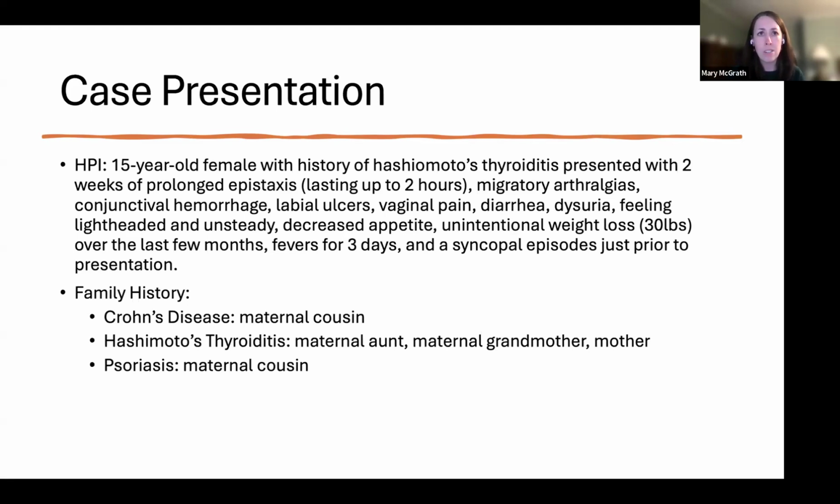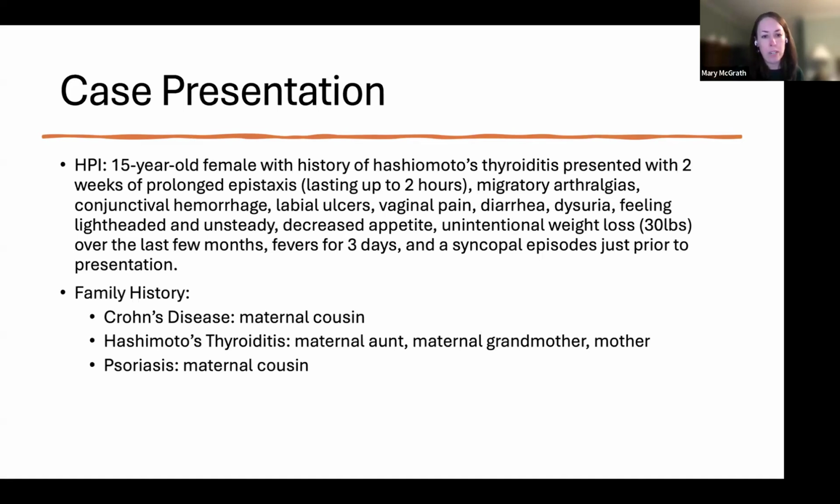She was experiencing dysuria, was also feeling pretty lightheaded and unsteady. She had a decreased appetite, along with unintentional weight loss of about 30 pounds over the last couple of months. 3 days prior to presentation, she began having fevers. And then what brought her back into the ER prior to admission was a syncopal episode at home.